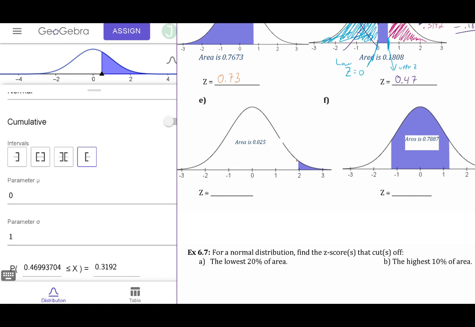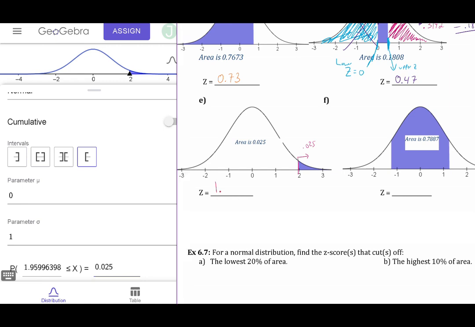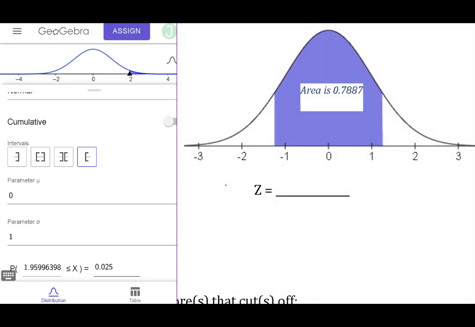For part E, we're given that the right shaded region is 0.025. So I'm just going to choose the right shaded region and type in that the area is 0.025. And we'll get a z-score of 1.96. For part F, there is no easy way of doing this in GeoGebra. We're going to need to do a little bit of calculation and a little bit of figuring things out for this one.